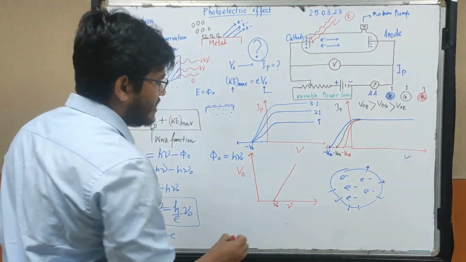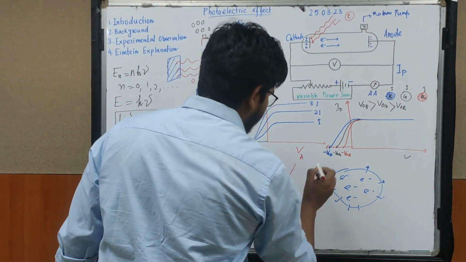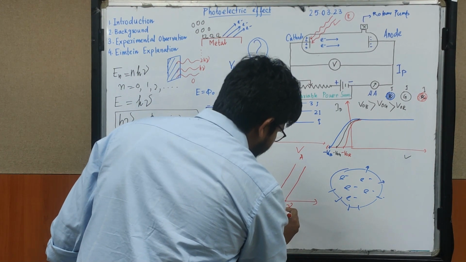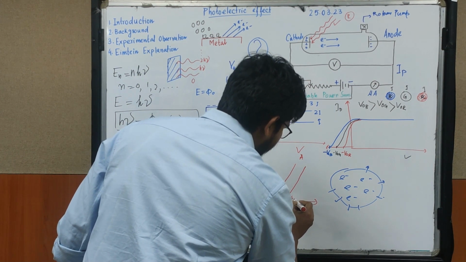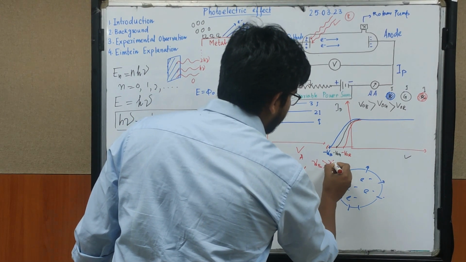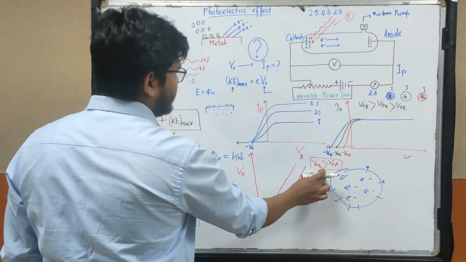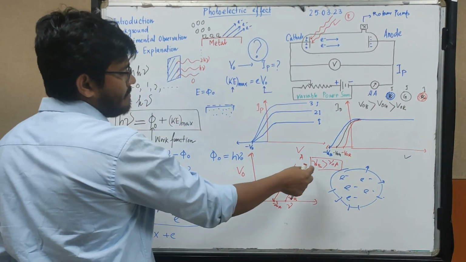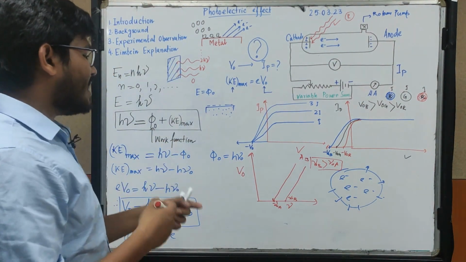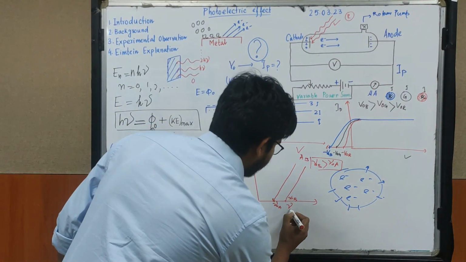Okay. If this is for one kind of metal, let's say it is for metal A, then for metal B, let's say it is some other nu 0. Let's say it's nu 0 A, then nu 0 B. Then obviously your nu 0 B is greater than nu 0 A. That means for the metal B, the work function is more. That means for the metal B to eject out the electrons, you need more incident energy. Okay.